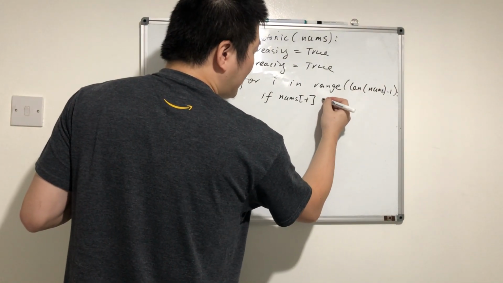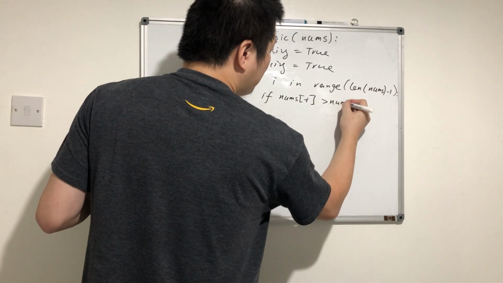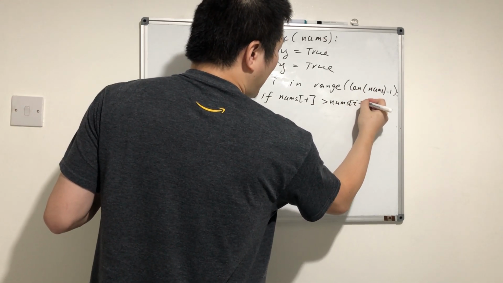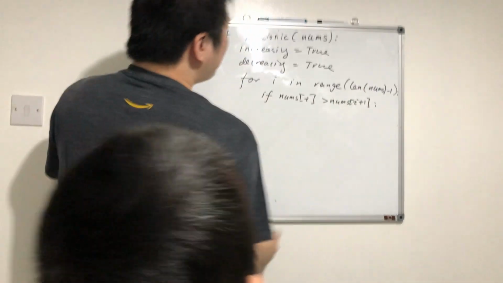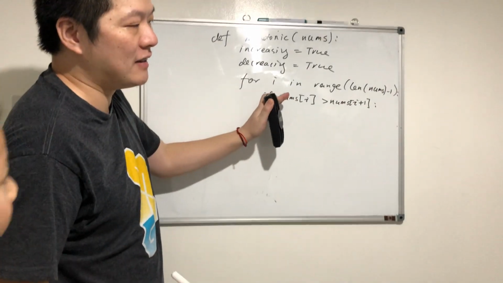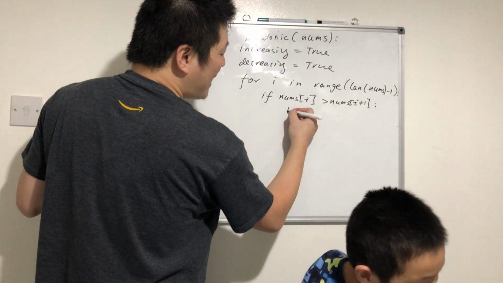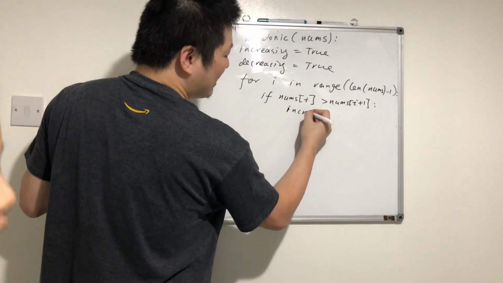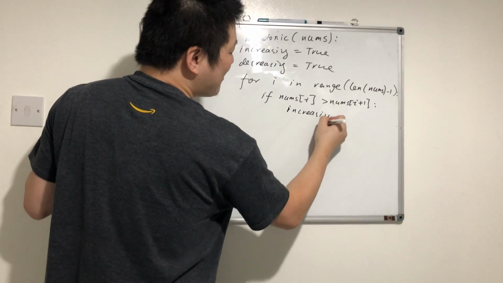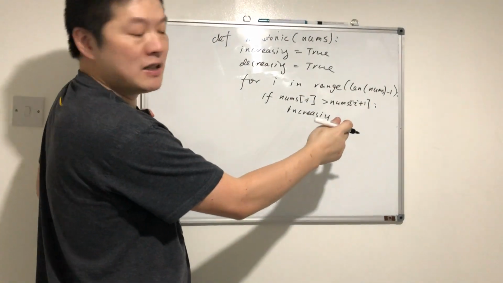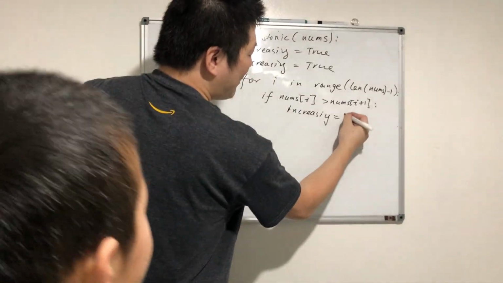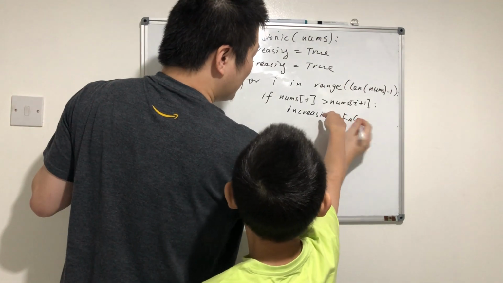If nums[i] is bigger than nums[i + 1], then it's not increasing, right? Then I set increasing to false, because the current number is bigger than the next one. So increasing will be false, right? It should be increasing, not decreasing.